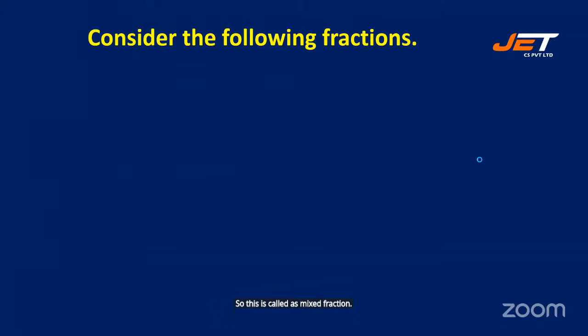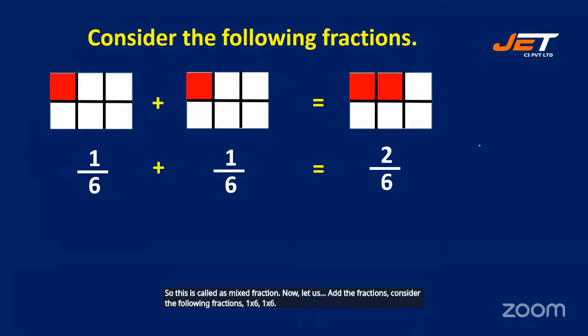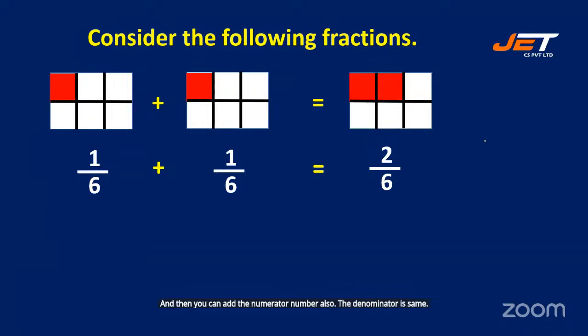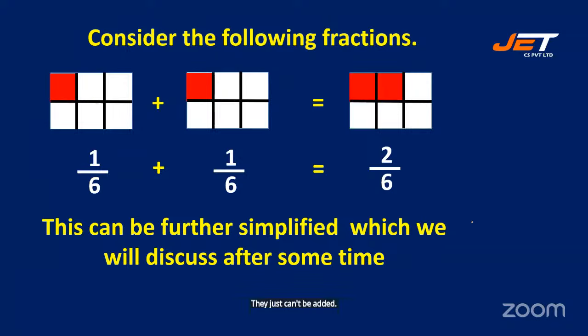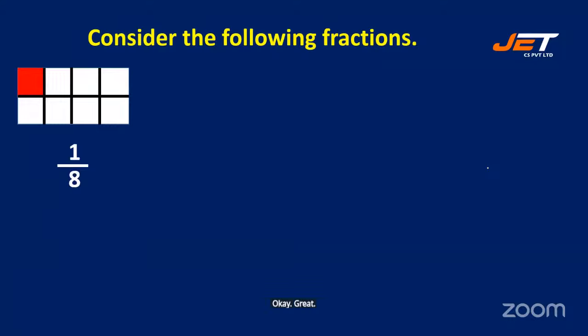Now let us add the fractions. Consider the following fractions: 1 by 6, 1 by 6. So 1 by 6 plus 1 by 6, when the denominator is the same number, we can just write it like that, 6. And then you can add the numerators also. When the denominator is the same, numerators can be added. So this can be further simplified, which we will discuss after some time. Okay. Right.